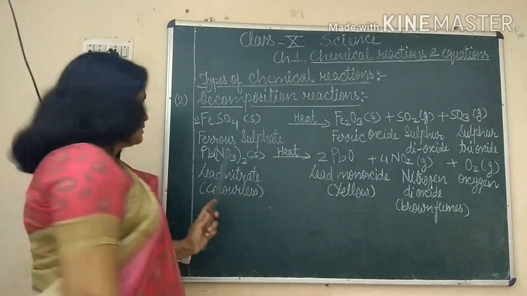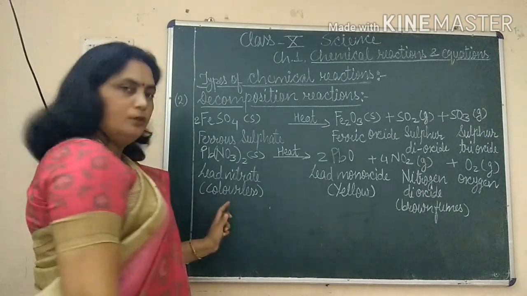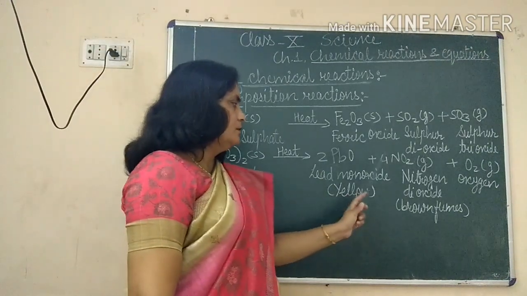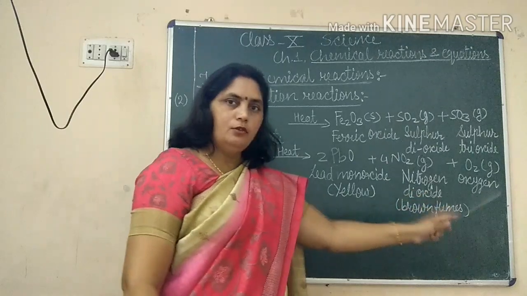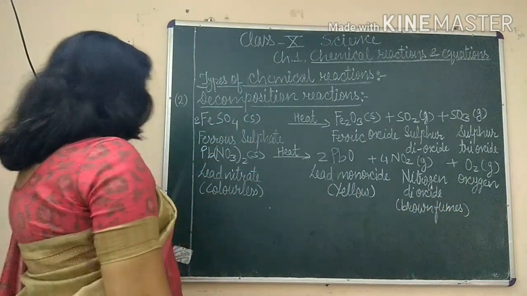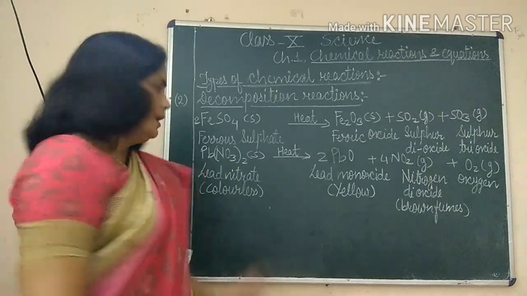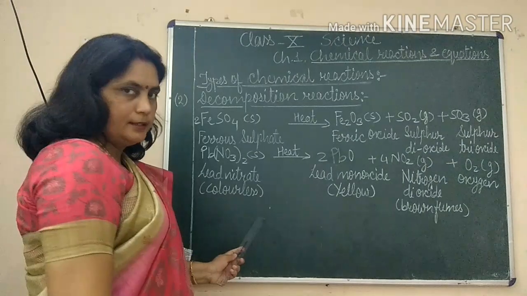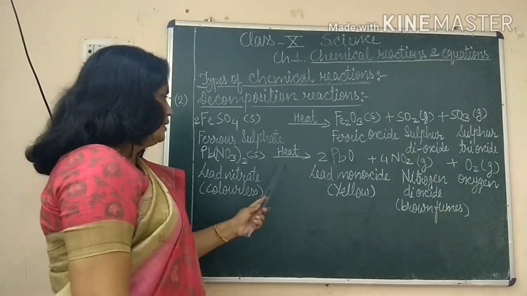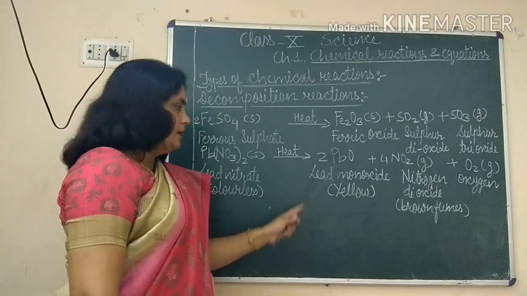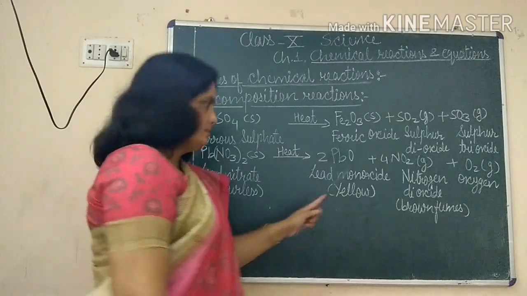Now we come to the next reaction. Pb(NO3)2 on heating gives PbO plus NO2 plus O2. Pb(NO3)2 is lead nitrate. It is also a crystalline solid and it is colorless. On heating, it gives lead oxide. Lead oxide is yellow in color.